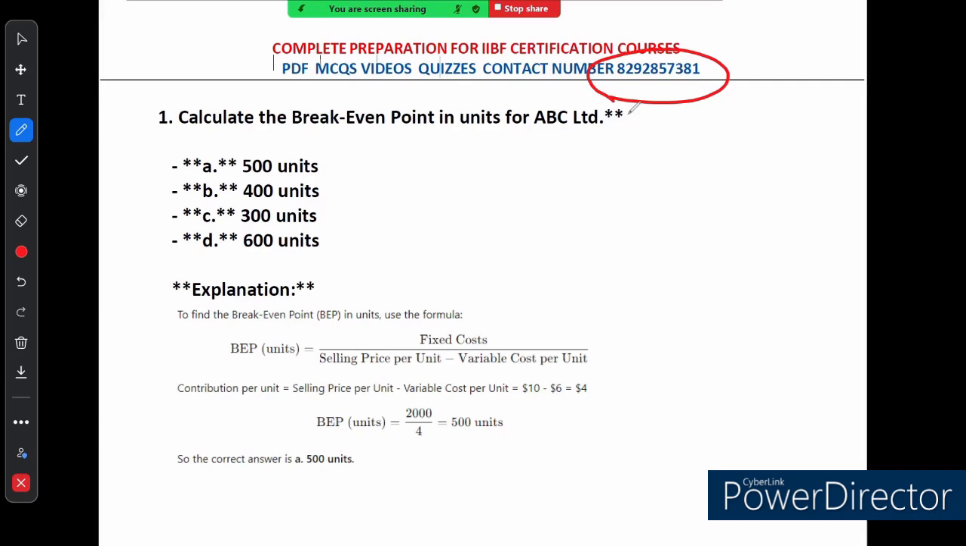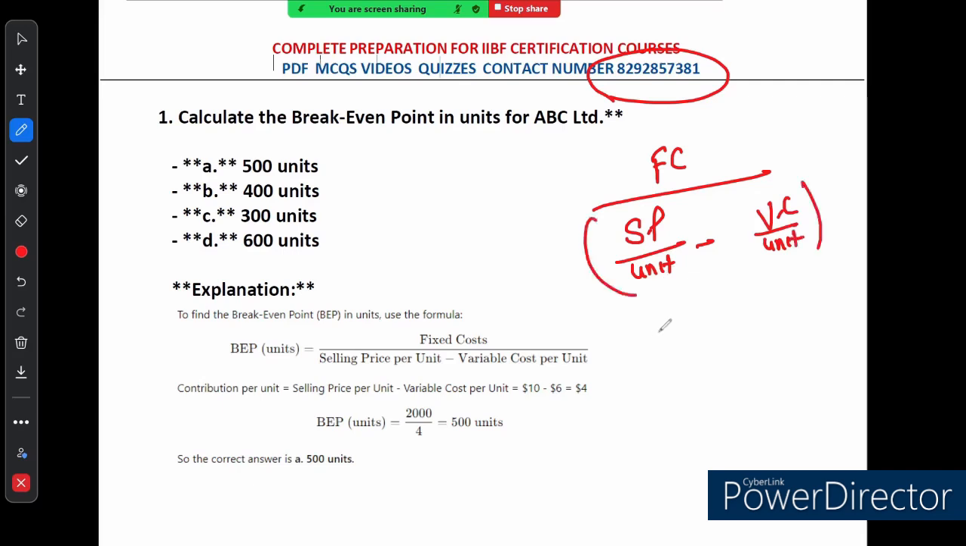Now let's come back to this particular question. So we have to calculate the break-even point in units. First of all, we will go through the formula, that is fixed cost divided by selling price per unit minus variable cost per unit, right? So this is how we calculate the break-even point, by using the formula.